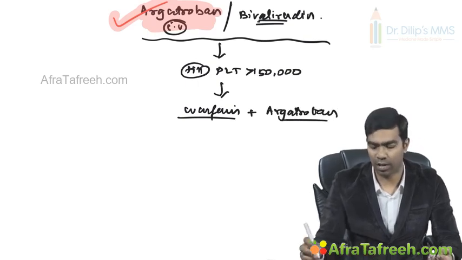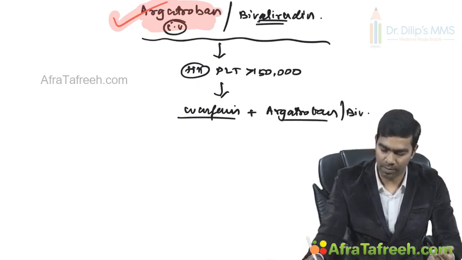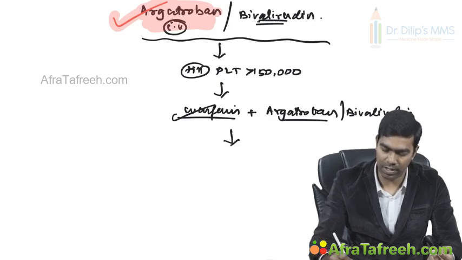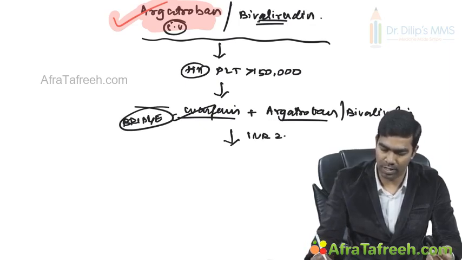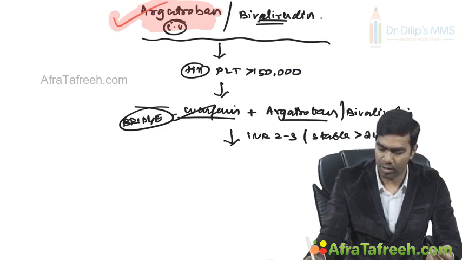Warfarin and argatroban together, or you can give bivalirudin together. But anyone, warfarin and together, because this is needed for bridging. I told you, warfarin always needs bridging. Then once INR becomes 2 to 3 and stable for more than 24 hours, then start only warfarin. Warfarin only.